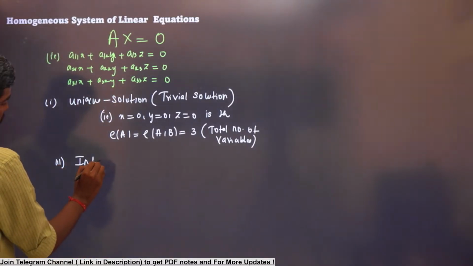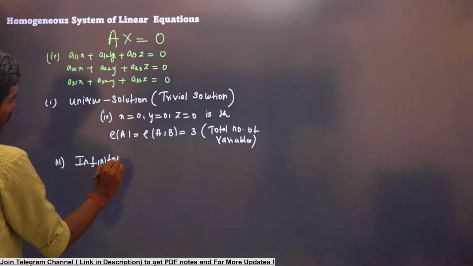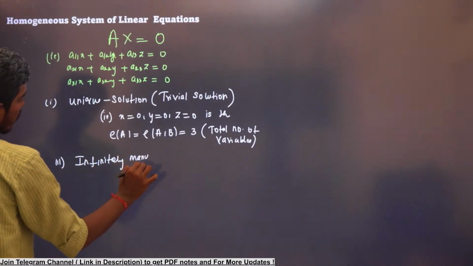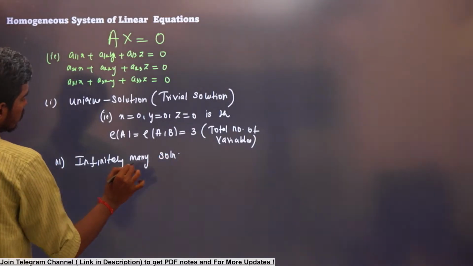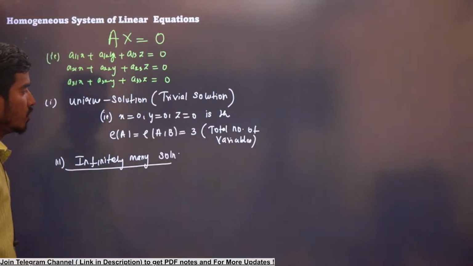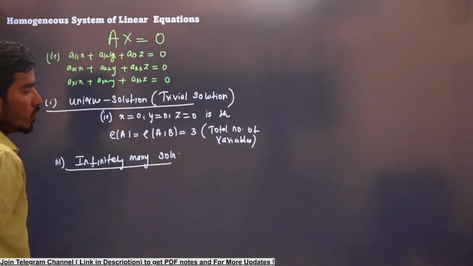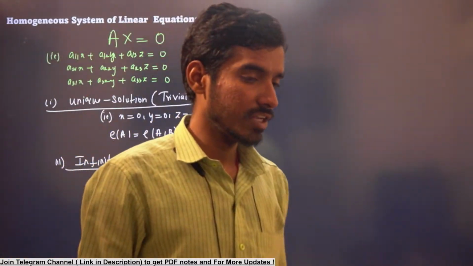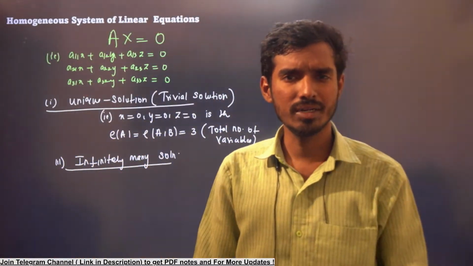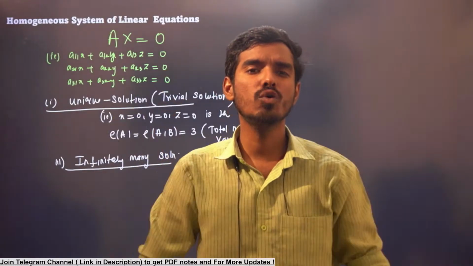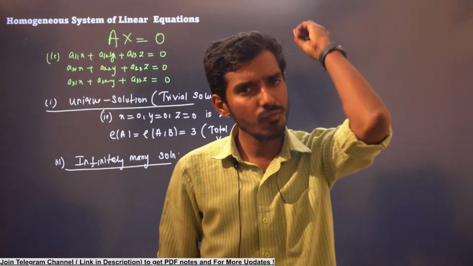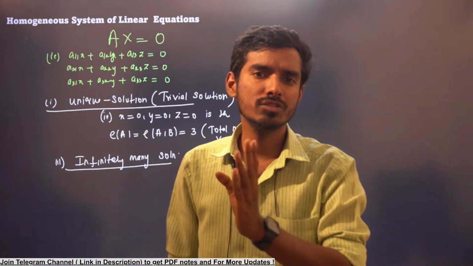There are only two cases. You will not have the no solution case. Why? Because we know that 0 0 0 is always a solution. So either this system will have a unique solution or infinitely many solutions, because we know 0 0 0 is a solution, right? There is no way that no solution is possible, because for every homogeneous system 0 0 0 is a solution.